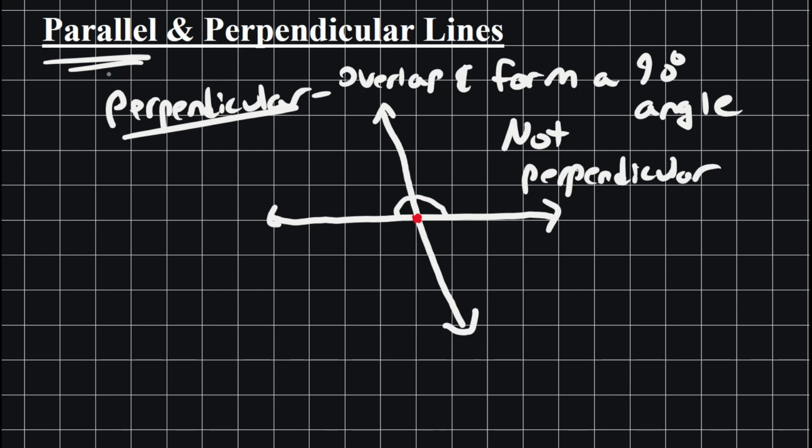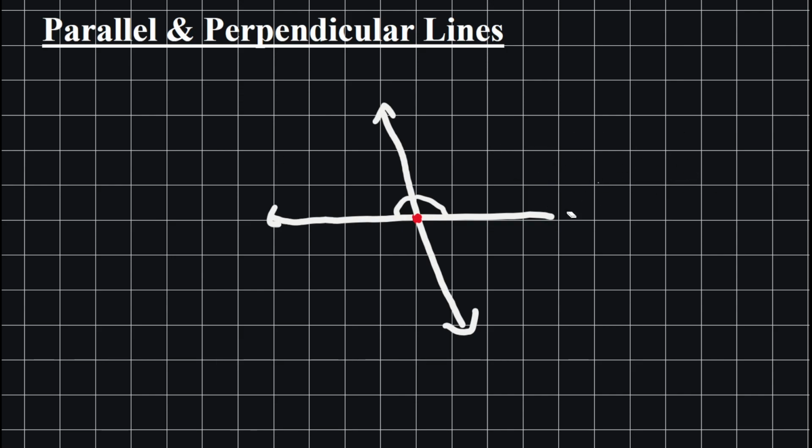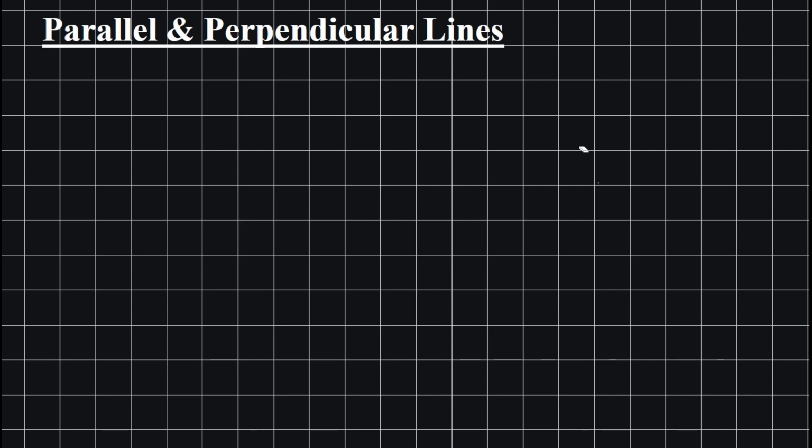So that's what it means for lines to be parallel and perpendicular. And now let's go ahead and see how they relate to equations on a graph. So let's erase all this. Now let's go ahead and draw a graph. So let's start with our y-axis right here, top to bottom, and our x-axis right here.